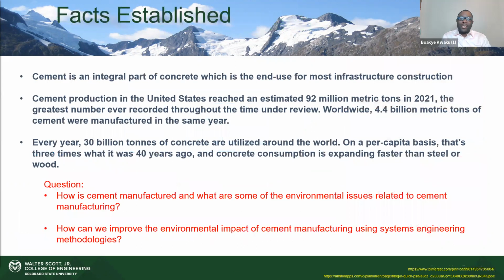These are the clear facts. Cement is an integral part of concrete, which is the end use in infrastructure, which is needed. Cement production in the United States reached an estimate of about 92 million metric tons in 2021. The whole world is about 4.4 billion metric tons. And therefore, it means that cement is needed. We have no option, but we need cement.